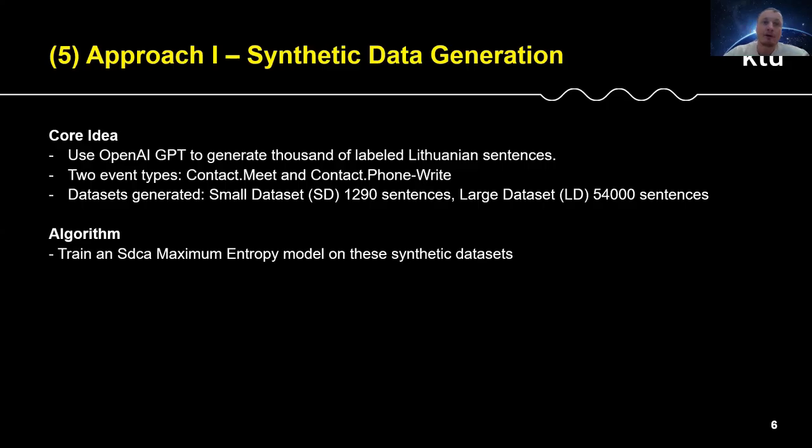The core idea of the first approach is to generate thousands of labeled Lithuanian sentences with bad and good examples of two event types. Two different data sets were generated. One was small, consisting of 1,290 sentences, and the other much larger, totaling 54,000 sentences. For simplicity, a maximum entropy model was chosen, and using both data sets we trained two different autonomous models, which could perform automatic event extraction on Lithuanian text.